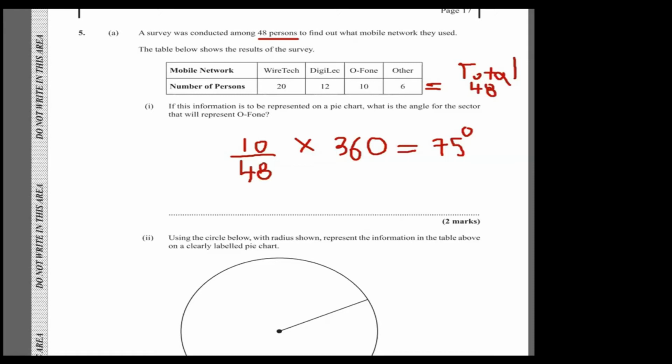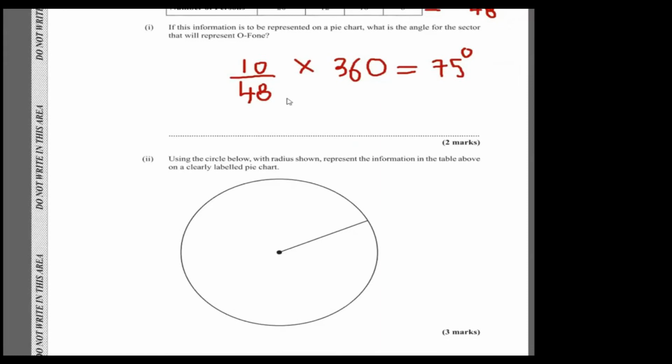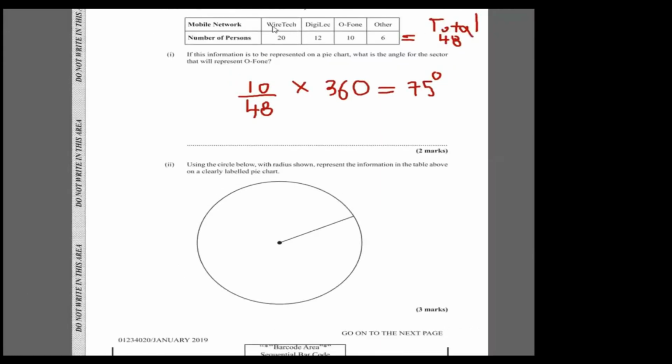Then it says now, using the circle below with radius shown, represent the information in a pie chart. So represent all this information in a pie chart. So pretty much we need to find the degrees for everything. All right. So we need to work out, this is for Ophone. We need to work out for the others. Let me do them right here.